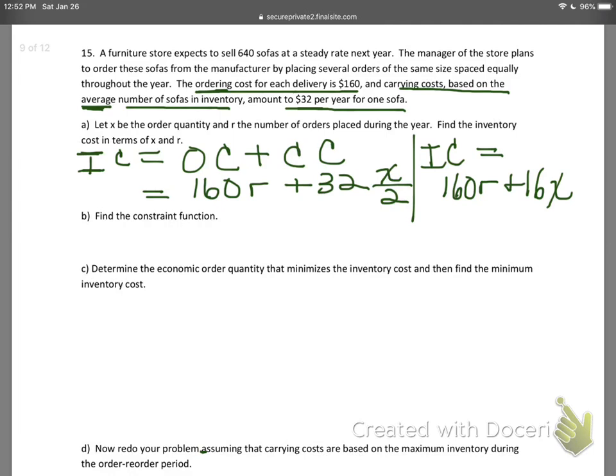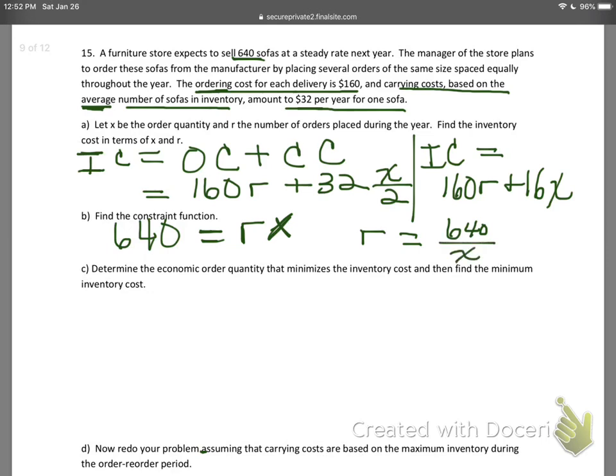Then they say find the constraint function. Well, the number of sofas they need per year is 640, so 640 has to be equal to the number of orders they place every year times the number of sofas in the order. So 640 equals X times R. If I want to substitute out for R, I could use my constraint to say that R equals 640 divided by X.